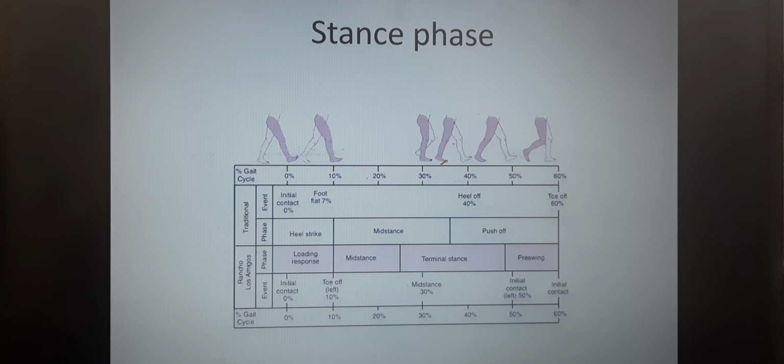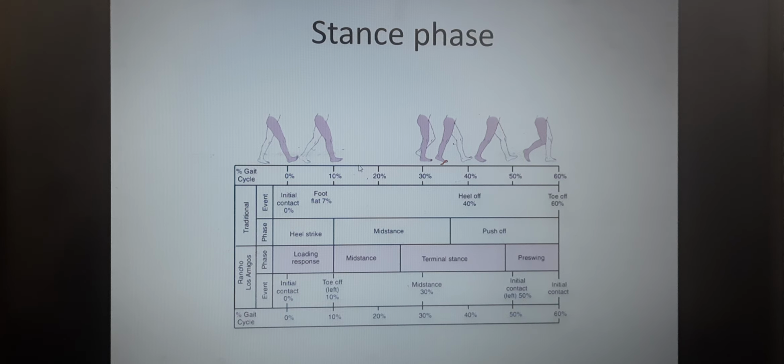Next, coming to the flat foot. In normal gait, it occurs after the initial contact or heel strike. It accounts for around 7% of the gait cycle. It is the first instant during the stance when the foot is flat on the ground. This is the flat foot stage.